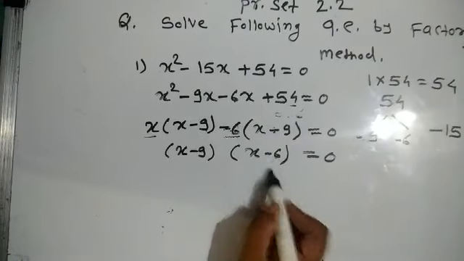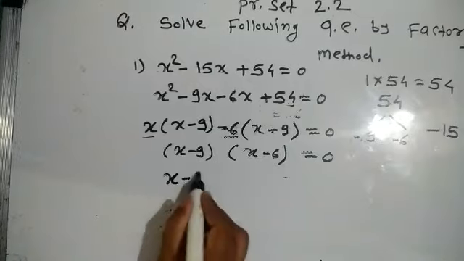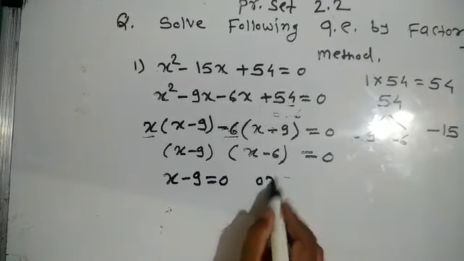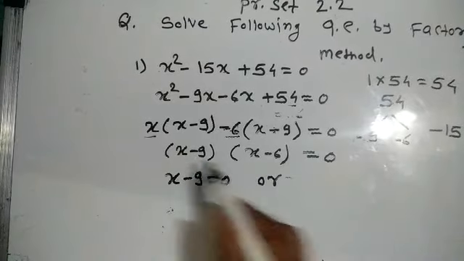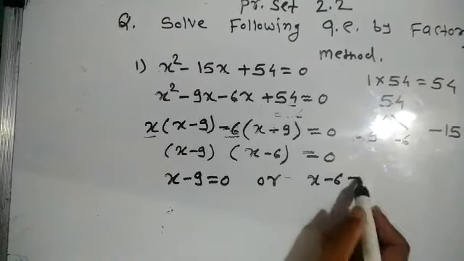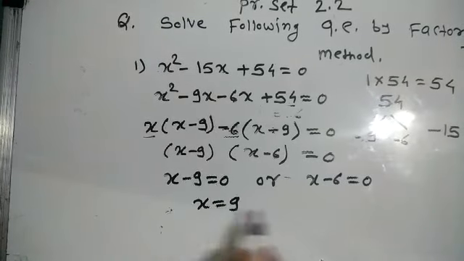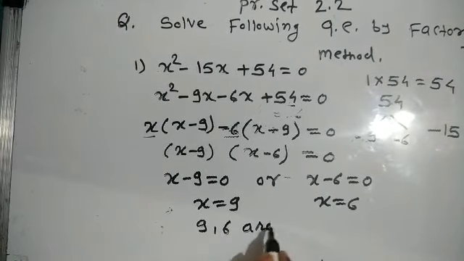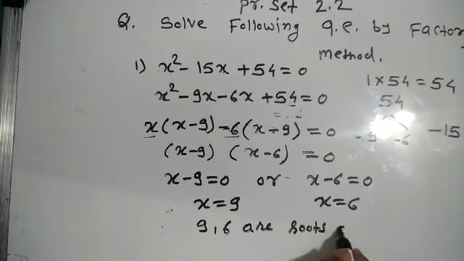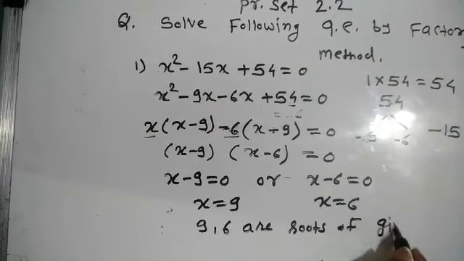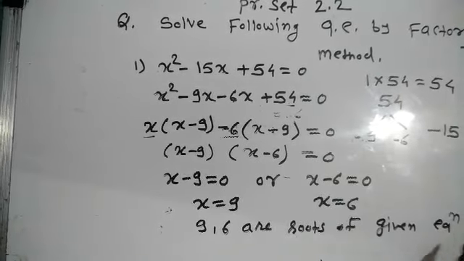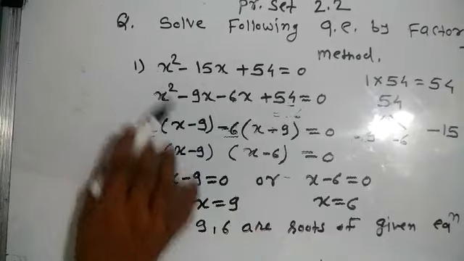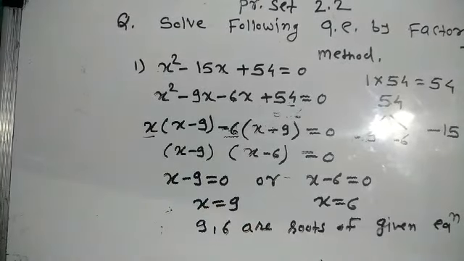Take this x minus 6 to the right hand side, it becomes 0. Then we get x minus 9 is equal to 0. When we take x minus 9 to the right hand side, it becomes 0. Therefore, we get x minus 6 is equal to 0. Therefore, x is equal to 9 and x is equal to 6. And here we can write: these 9 and 6 are roots of the given equation. In this way, we can solve the problem by using the factorization method.